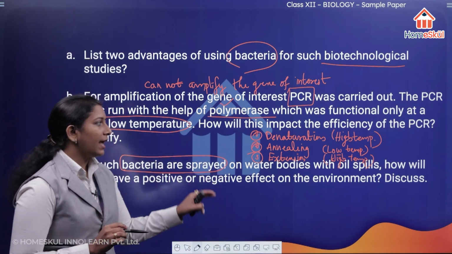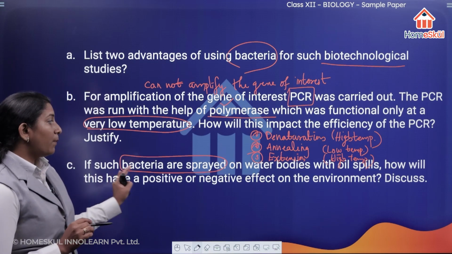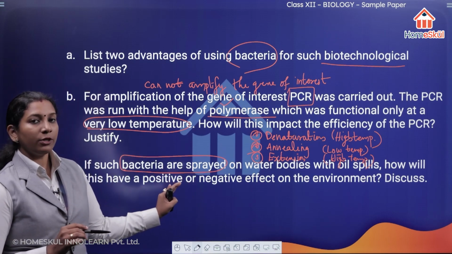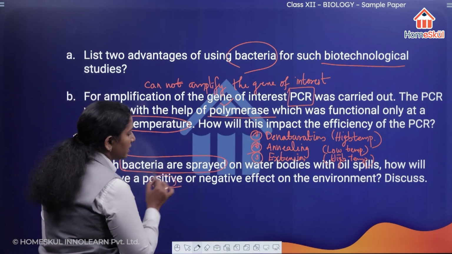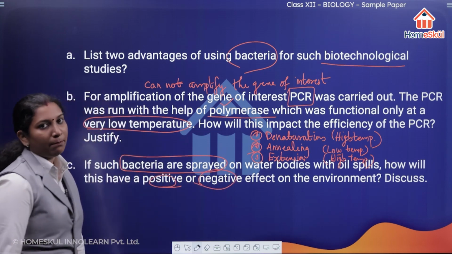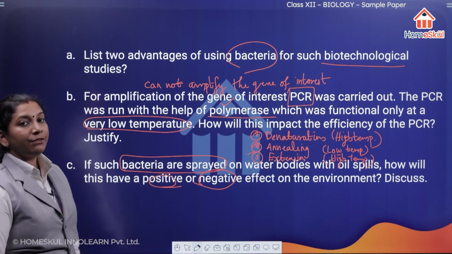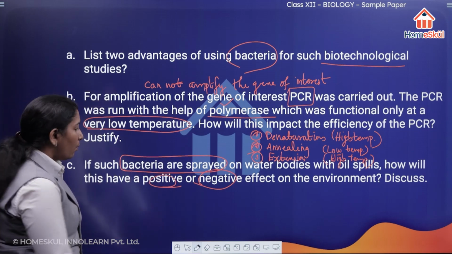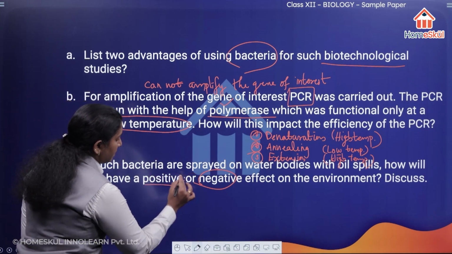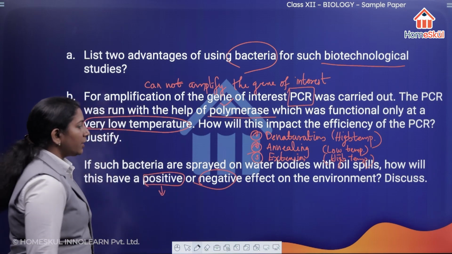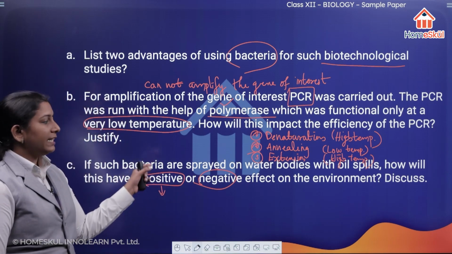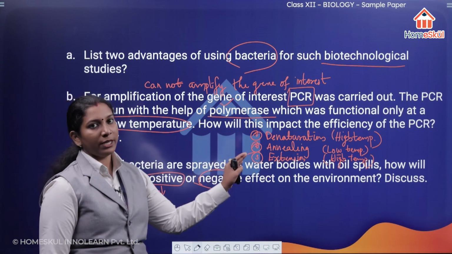Okay, that is a condition. And how will this have a positive or negative effect? We know that it will have both a positive as well as a negative impact on that particular area. So first we have to discuss the positive effects. What are the different positive effects when we are using this bacteria, which is sprayed on water bodies with oil spills?